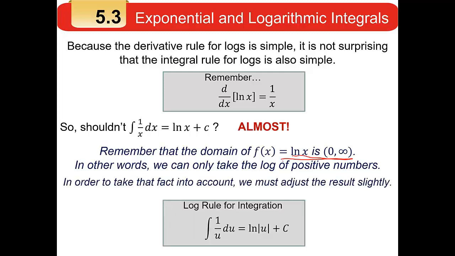So because of that domain restriction for the natural logarithm function, you have to adjust this formula slightly and put an absolute value around whatever you're taking the log of. That way, no matter what you plug in for u, you're never taking the log of a negative number. Other than that, this log rule for integration is just what we thought it would be. You just have to remember that because of the restricted domain of the natural log function, you have to account for the fact that you could never let a negative number pop in front of a natural log.